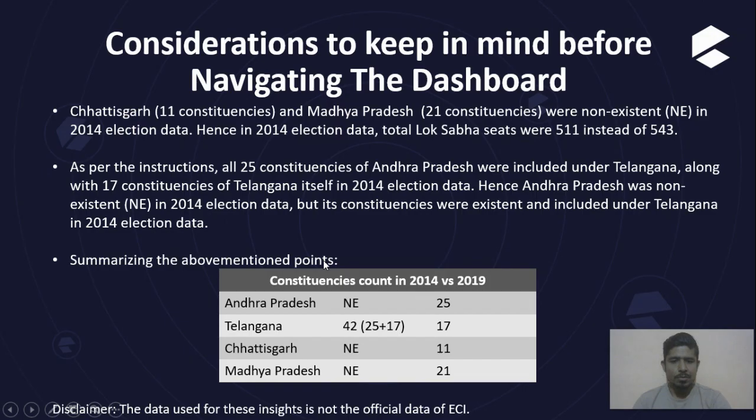So, summarizing these 2 points, Andhra Pradesh, Chhattisgarh, and Madhya Pradesh were non-existent in 2014, and Telangana had total 42 constituencies. And in 2019 election, Andhra Pradesh had 25 constituencies, Telangana had 17, Chhattisgarh had 11, and Madhya Pradesh had 21 constituencies. Now moving on to the dashboard.